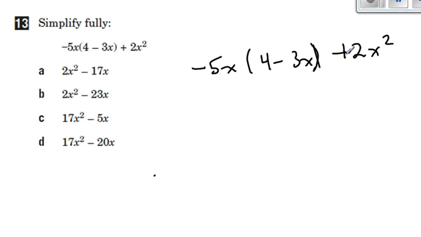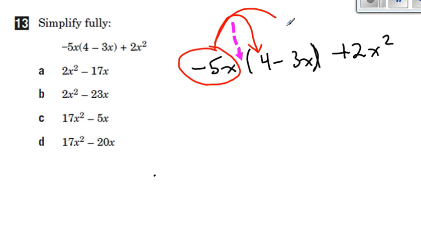So the next step is to look for multiply, and you should recognize that there's multiplication right here. So between negative 5x and that bracket is multiply. So this term says negative 5x, and that has to get multiplied into the bracket. So negative 5x is going to get multiplied with 4, and it's going to get multiplied with the second term, which is negative 3x. Now, it doesn't get multiplied with plus 2x squared because the negative 5x is only belonging to what's in the bracket, and this is not in the bracket.